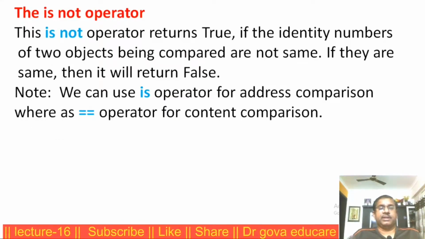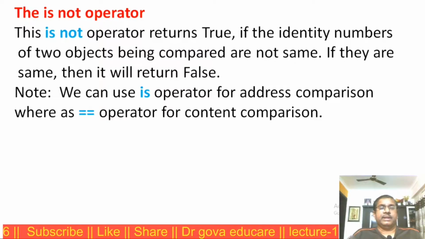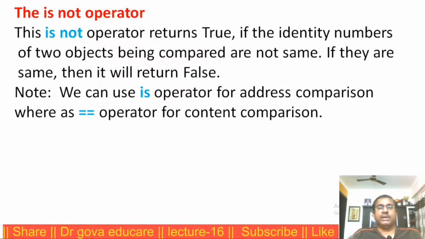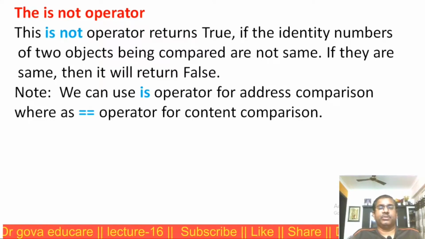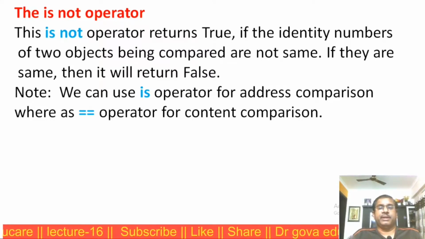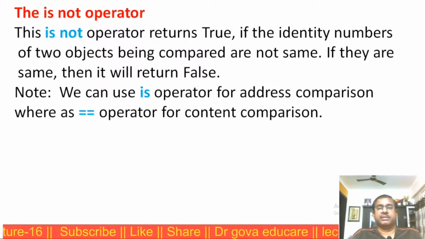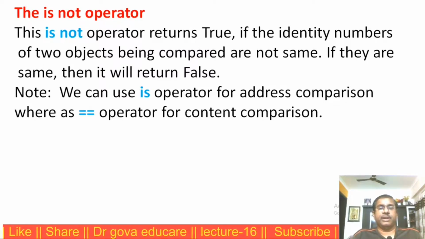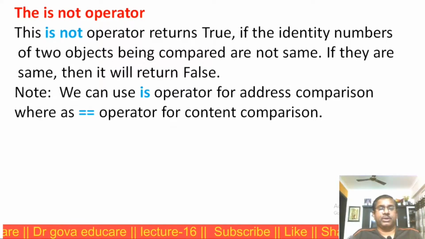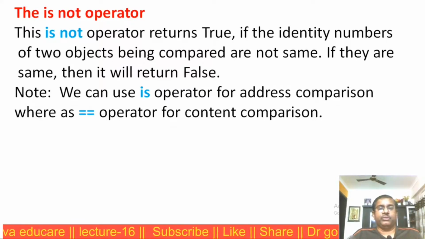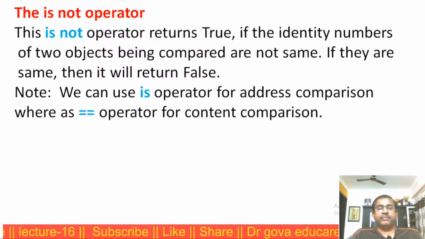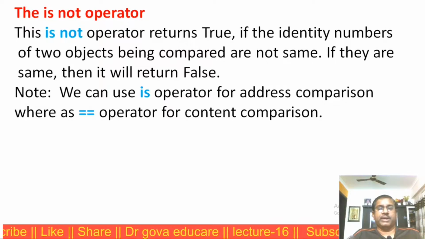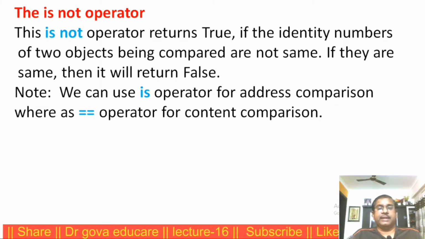The is not operator returns true if the identity numbers of the two objects being compared are not the same. If they are the same, then it returns false. Observe one note: we can use the is operator for address comparison, whereas the equal to operator is for content comparison.